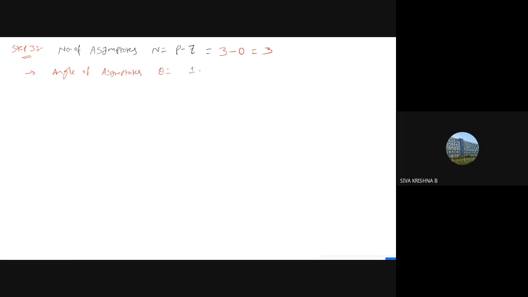Theta equals plus or minus (2q plus 1) into 180 degrees by p minus z. Now you have to say the q value first. So tell me the q value first, and then we'll find the range. 0 to n minus 1, that is, n value is 3, minus 1, that is 2. That means you have to write up to 2, that means 0, 1, 2.